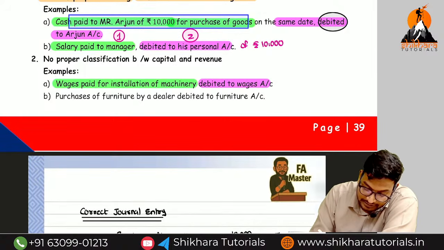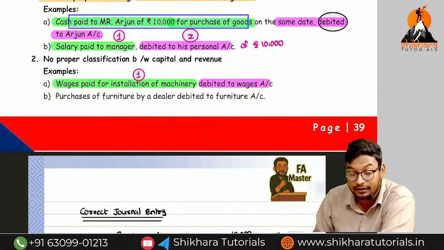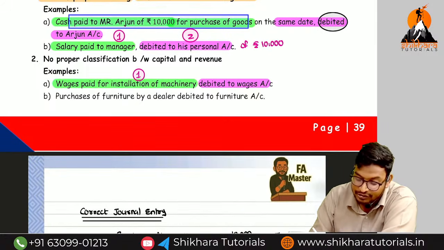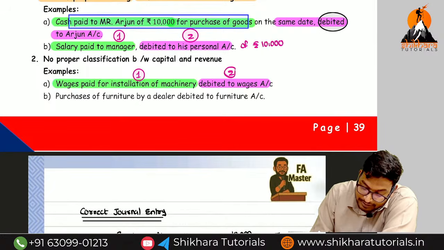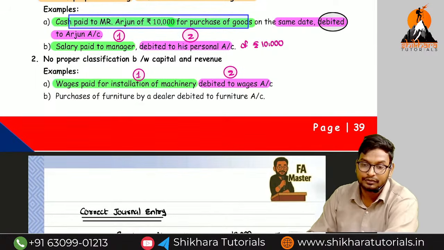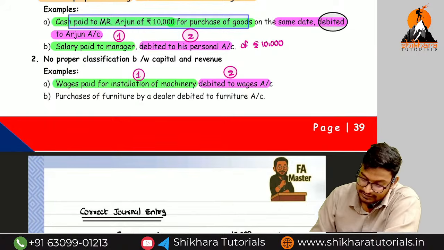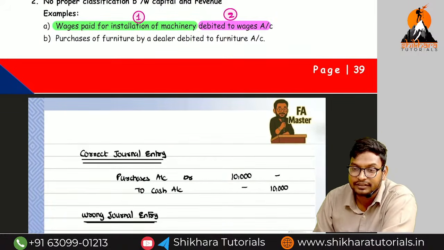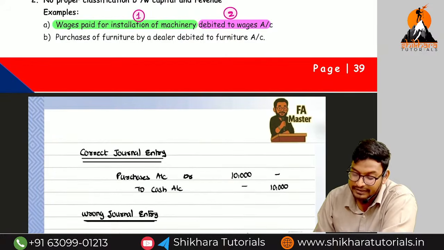This is the right one. You have to write it this way: machinery account debited to cash or bank account. Instead of machinery, what have they debited, ma? They have debited the wages account. So can we do this one? This is also simple, ma. Affecting or not affecting? Not affecting, ma. Debit is equal to credit, so it does not affect the trial balance.